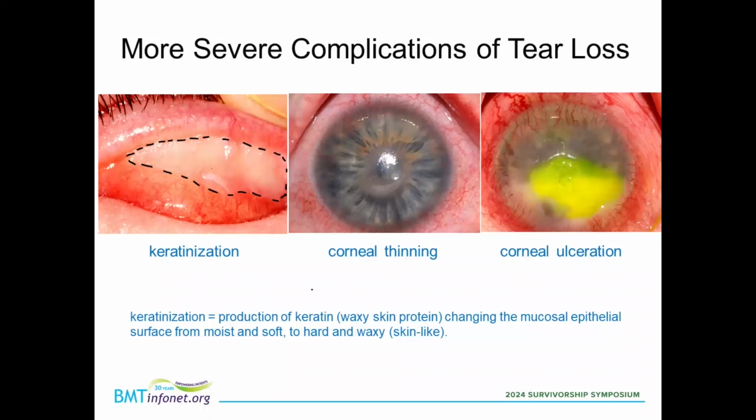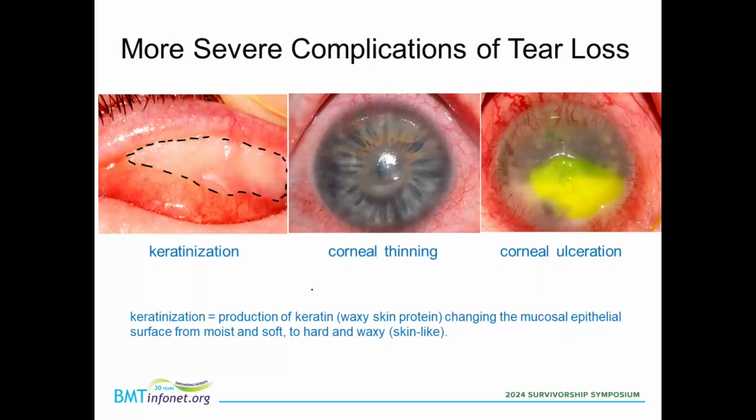You can have other severe complications of tear loss, not just having filaments. You can get keratinization of the conjunctiva, illustrated by this white patch that I've got a dotted outline around. Keratinization refers to the fact that instead of having a nice mucus-based membrane, a nice soft epithelial membrane, areas of the membrane, because they've been so dried out, are protecting themselves and producing a skin-like substance of keratin to cover up the surface. And this can be very irritating and very tough, and it can be rough on the cornea as well.